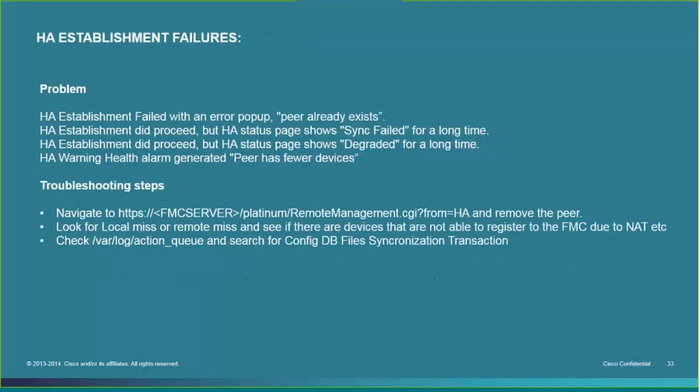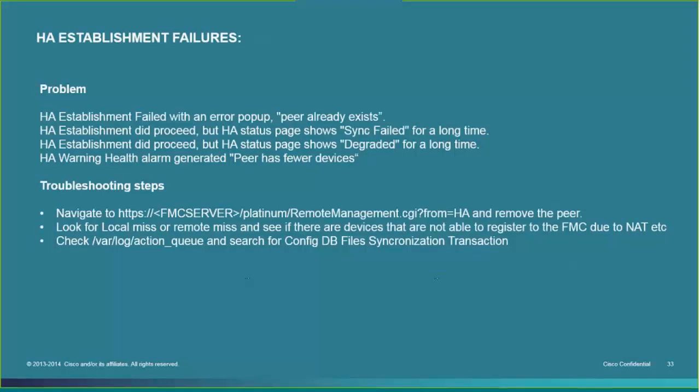Apart from this, there are failures that can happen right at the start of the HA establishment. So HA establishment can fail with the following error messages. One is a message saying that the peer already exists, or on the HA page sync has failed or is degraded, or a warning saying that the peer has fewer devices. So starting from the last one, peer has fewer devices, this indicates either a local or a remote miss. This would ideally be a remote miss.